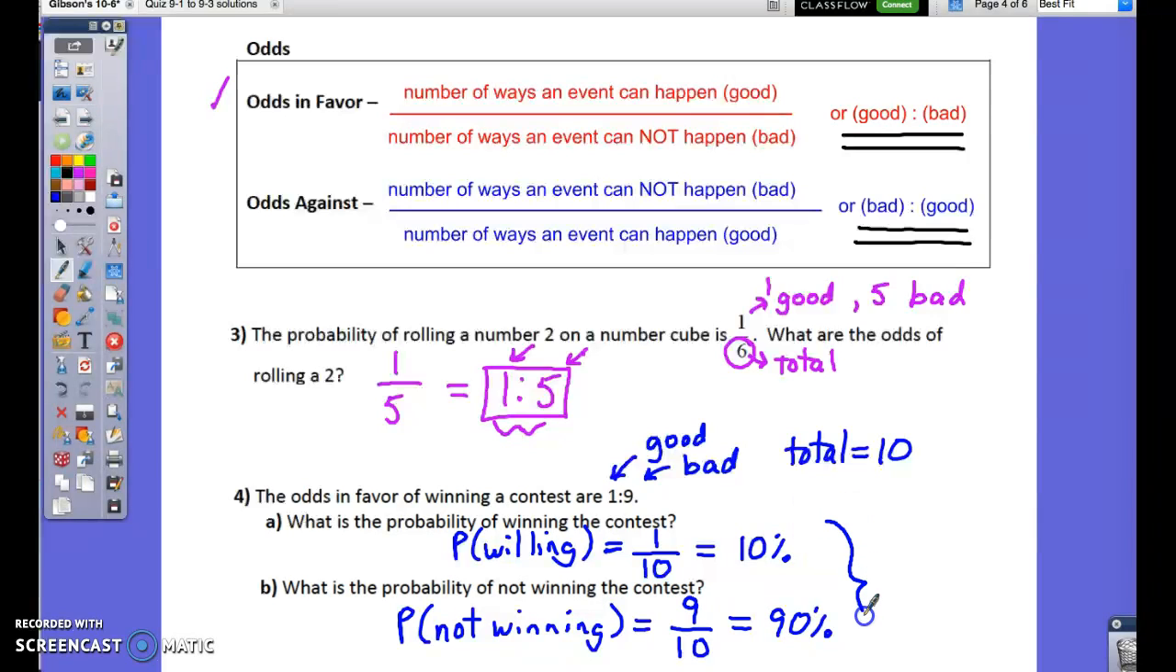Now, if you take a look right here, these events would be considered complementary events because there aren't any other outcomes. You either win the contest or you don't win the contest. That should add up to 100% because there's nothing else that can happen. Again, those are complementary events.